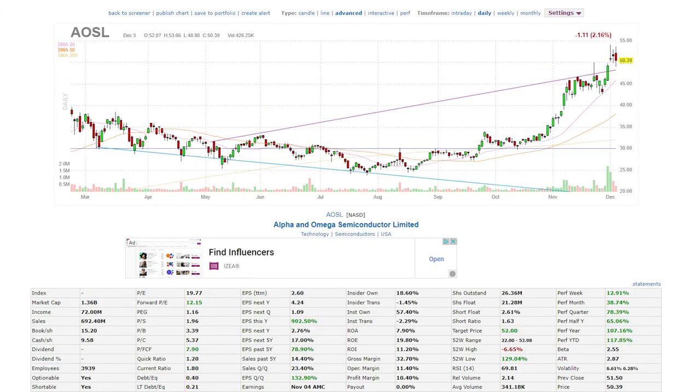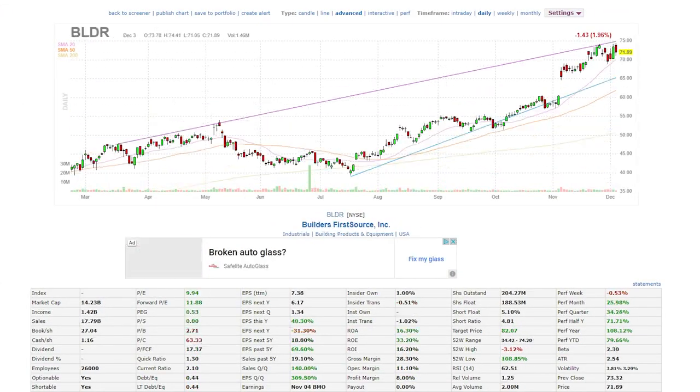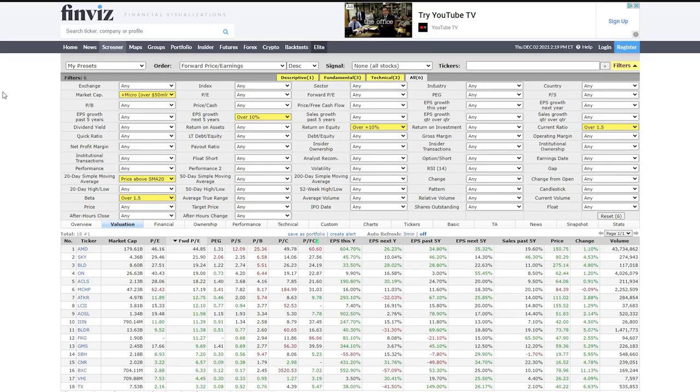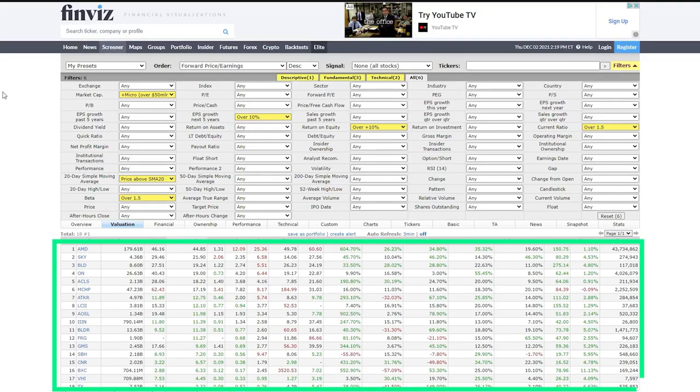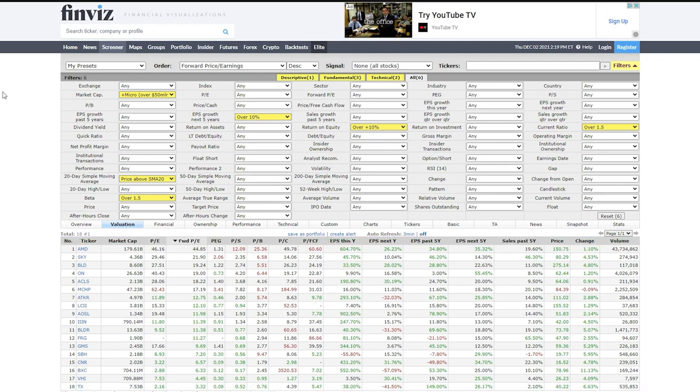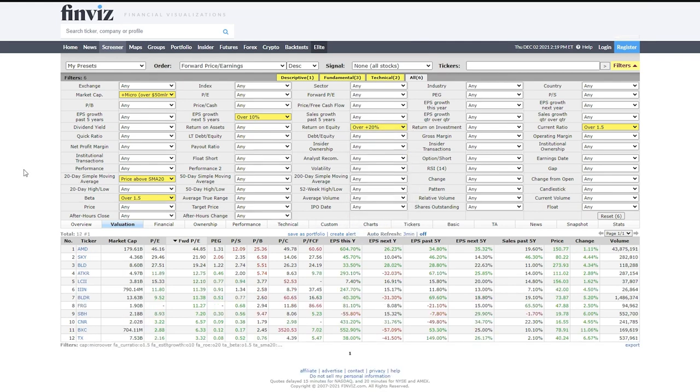So as you can see with all these settings, most of them are slow and steady gainers going up. You can also see that we have 18 stocks in this list. Maybe that's too big of a list for you. Well, you can simply make your settings more extreme. So instead of having an EPS of 10%, you can set it to 20%. Now you can see we only have 12 stocks to look at.